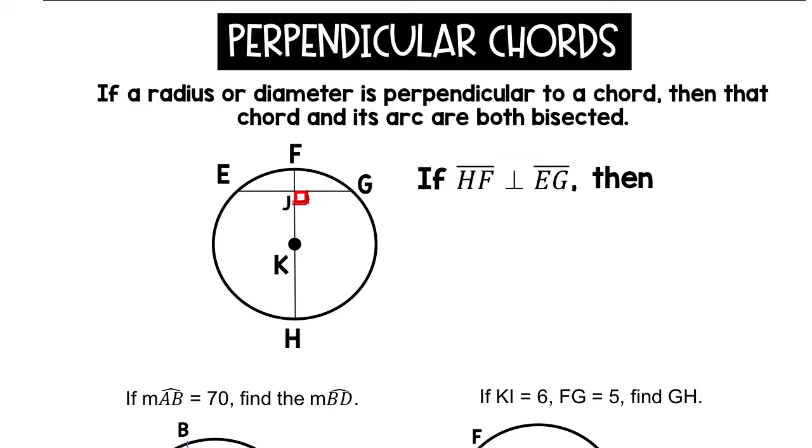So that means if HF is perpendicular to EG, then line EJ is congruent to line GJ because these are bisected. We also know that arc EF is congruent to arc GF. We also know that line EK is congruent to line GK. We can make a triangle here, and we know that those two lines are also congruent to each other.